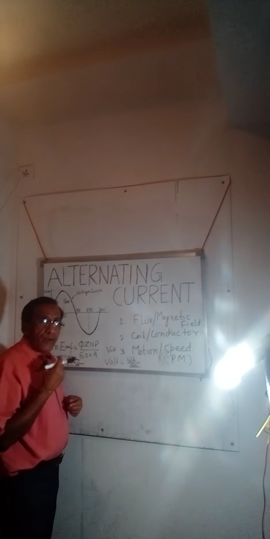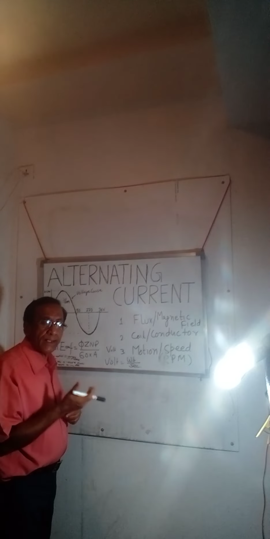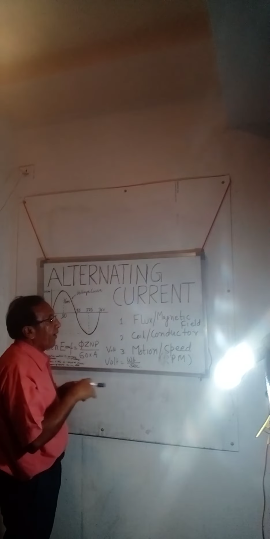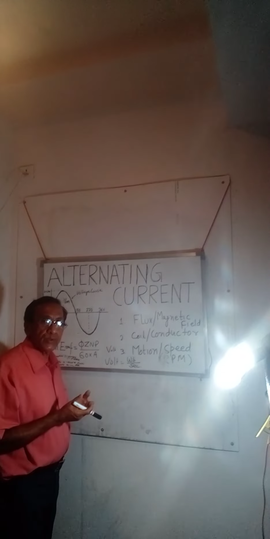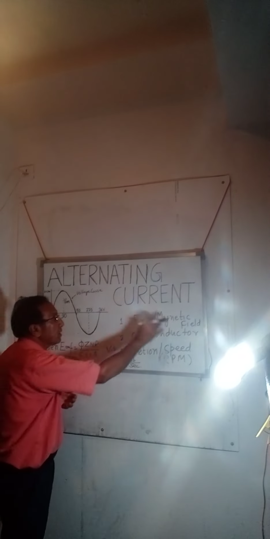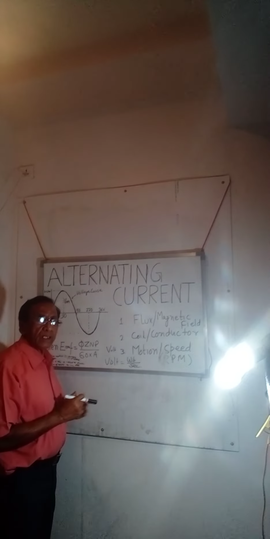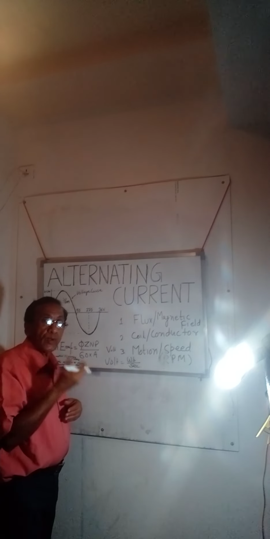According to Faraday's first law, when the coil or conductor is rotating in the magnetic field, voltage is induced in the coil or conductor, and its direction is as per Fleming's right hand rule. So this is how it is produced. The relative motion between the magnetic field and the conductor is the main reason to induce the alternating EMF in the coil.